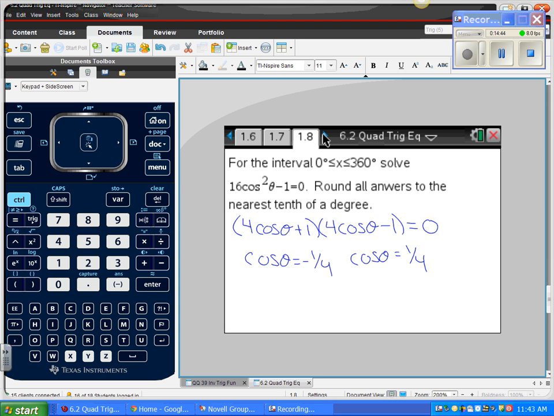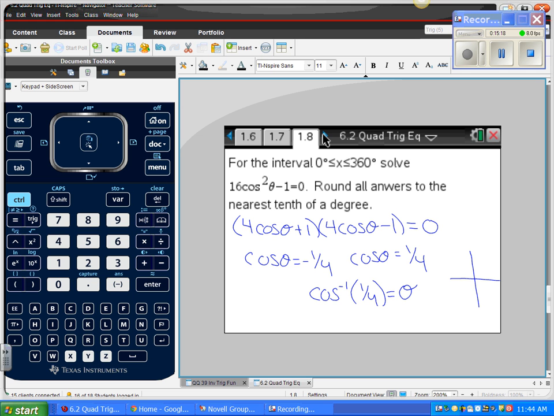To find the angle, I take the inverse. But I always take the inverse of the positive. Okay, remember, the negative and the positive just tell you what quadrants your solutions are in. So that's a good question, guys.